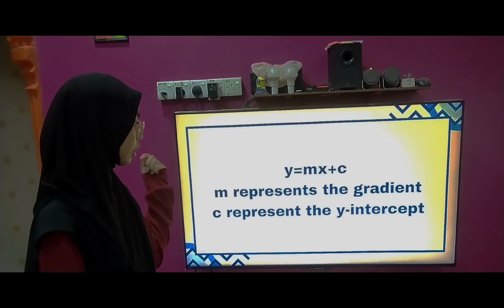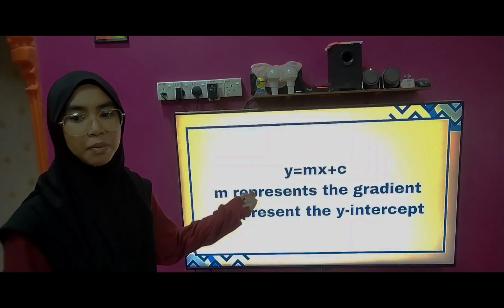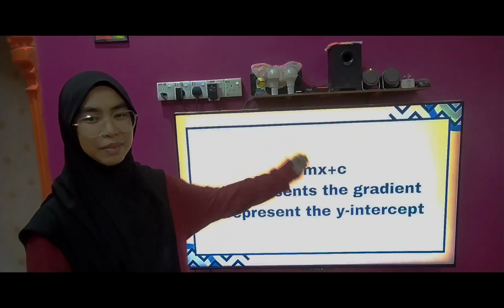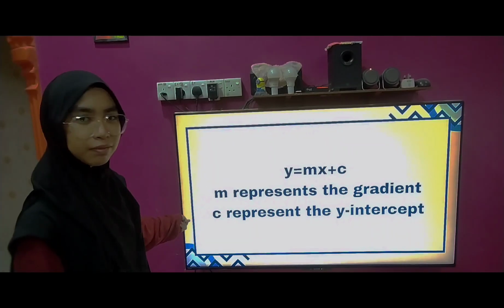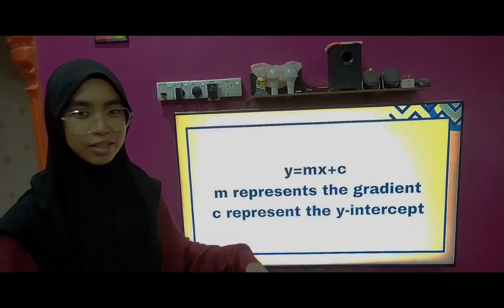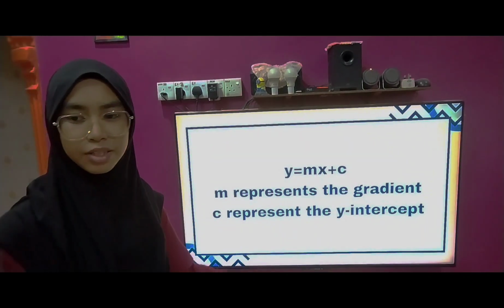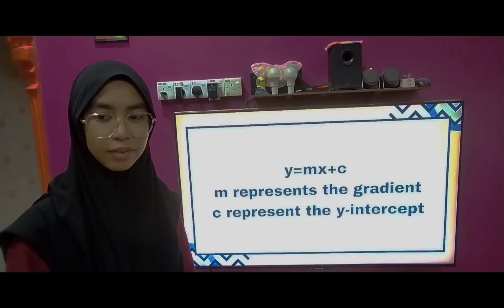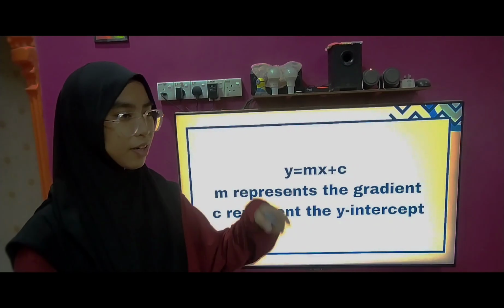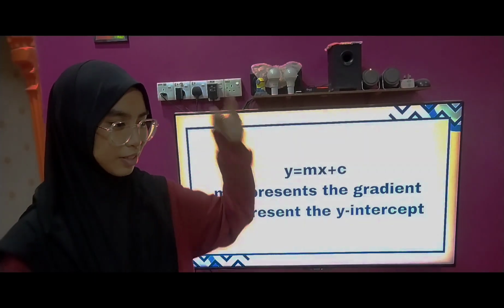So I'll explain this equation first, which is y equal mx plus c. Do you know what the m and the x mean? M represents the gradient, c represents the y-intercept. Yes, great. So you already know what the y-intercept means. Yeah, okay. It's the intersecting of lines. Yeah, it is when the graph intersects with the y-axis.